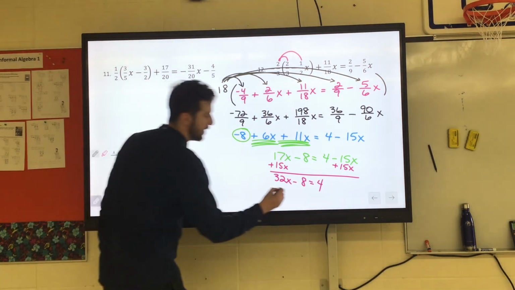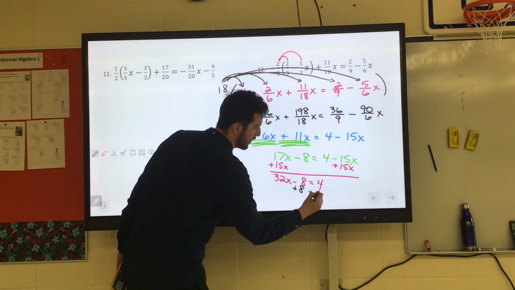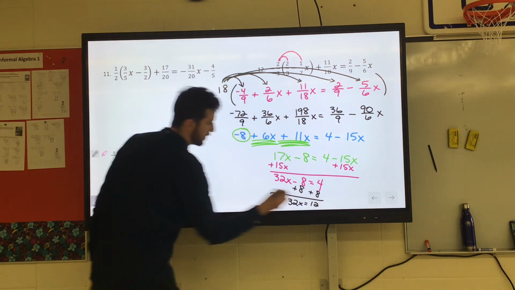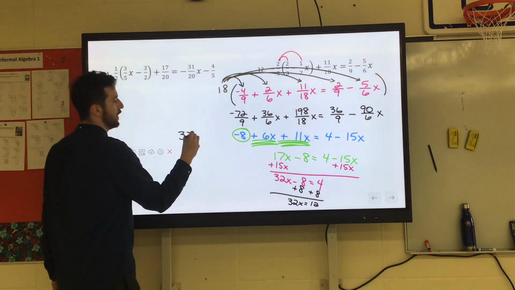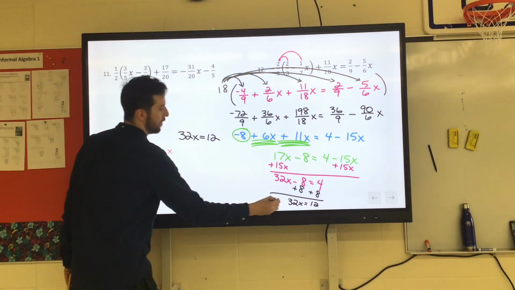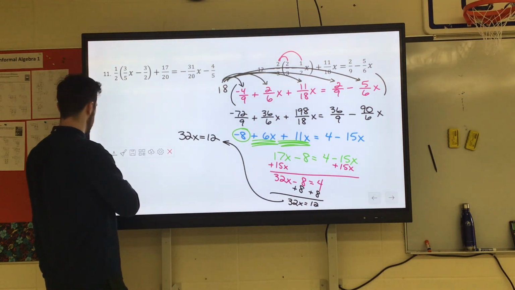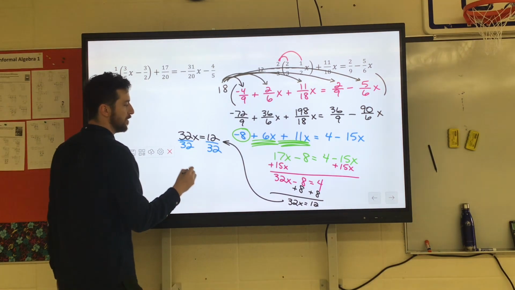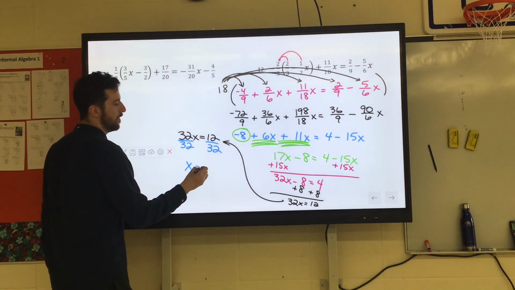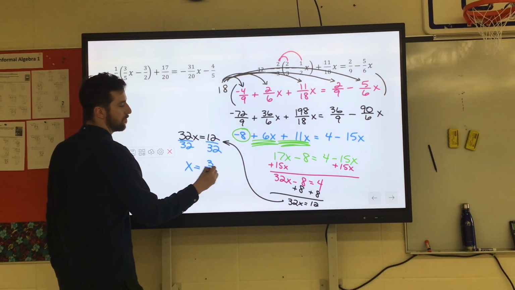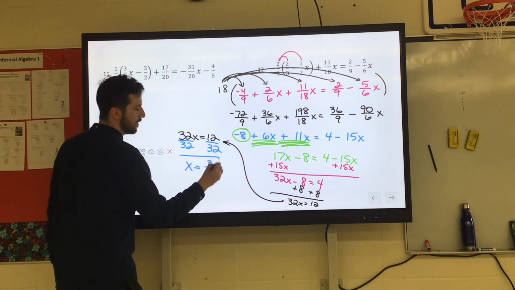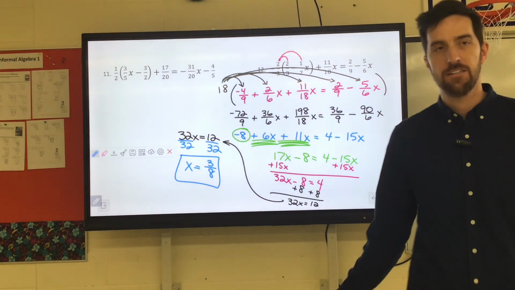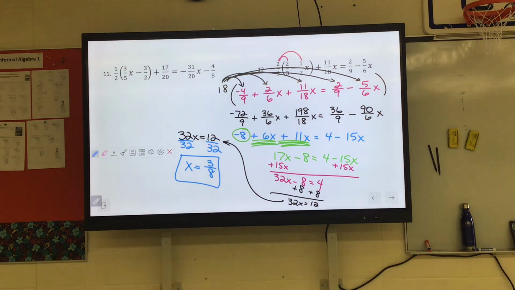Ooh! Let's add the 8, huh? We'd have 32x equals 12. Let's continue over here. 32x equals 12. And then we just have to divide by 32. Now, both of those are divisible by 4. 4 goes into 12 3 times, 4 goes into 32 8 times. Look at that. We have half of the joke worksheet already done, and we're having fun.